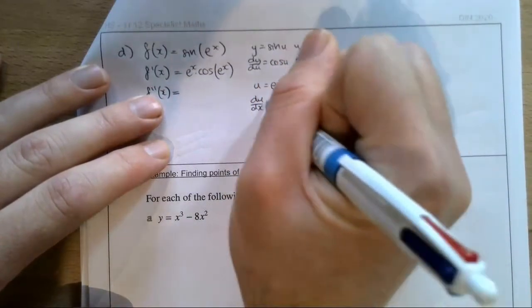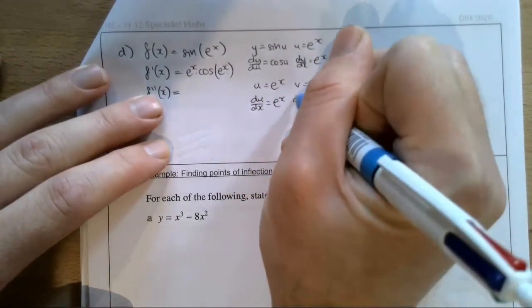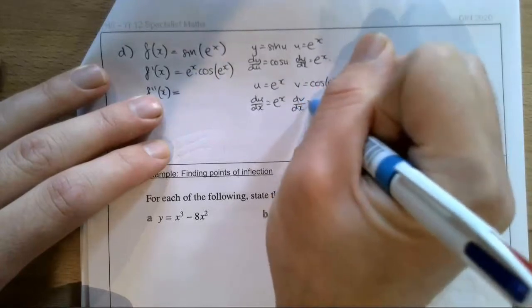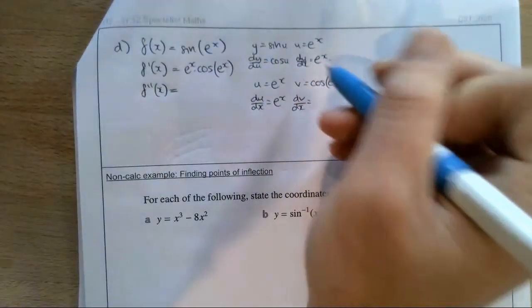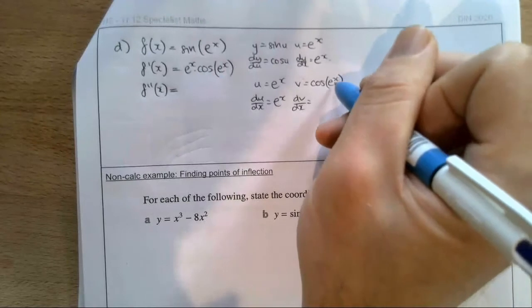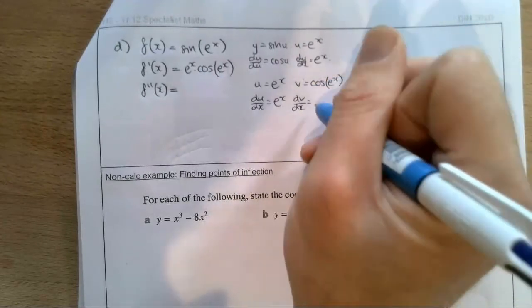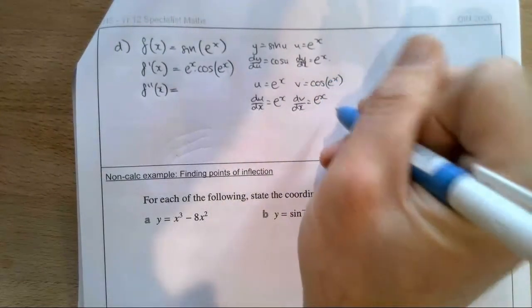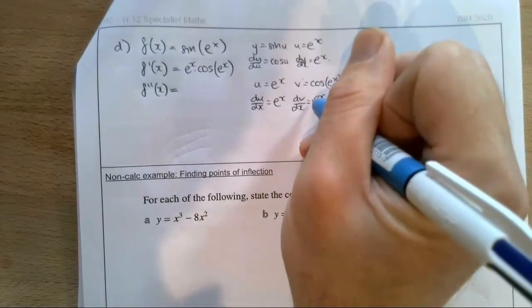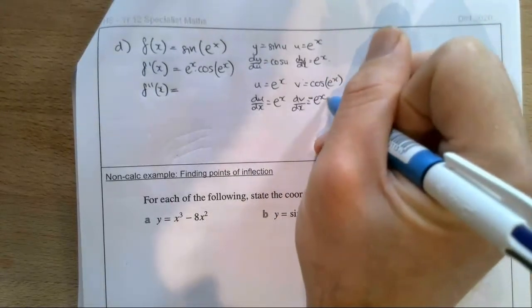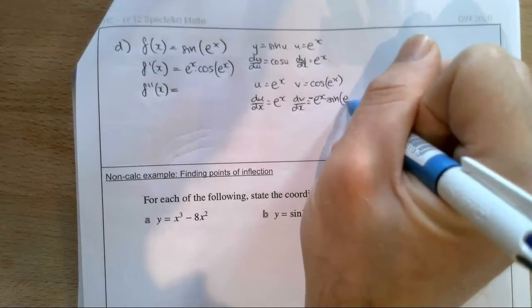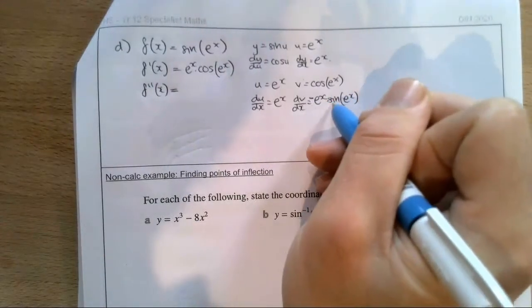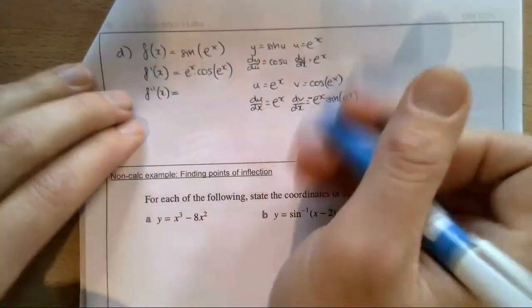du by dx, well, this stays the same, it's e to the power x, and dv by dx, using what we learned from up here, we bring the derivative of the inside to the front, e to the power x, then cos differentiates to minus sine, so I'm going to get minus e to the power x sine of e to the power x.